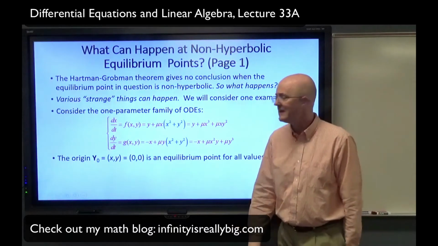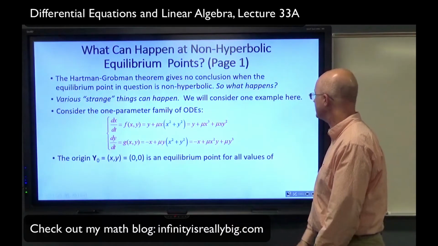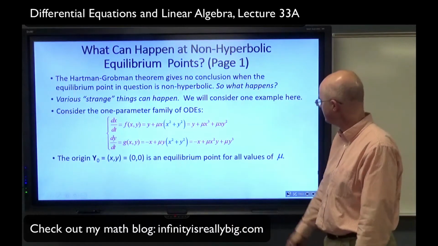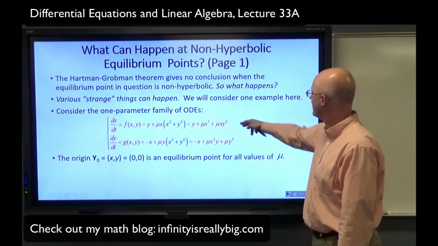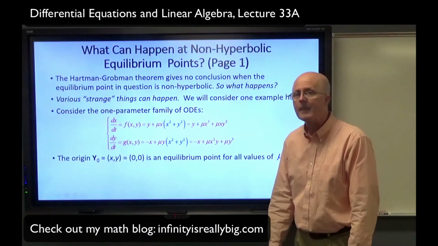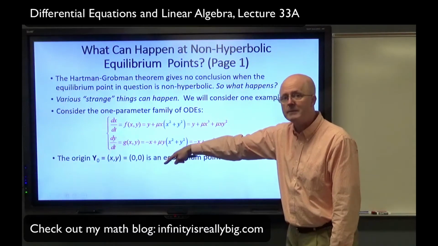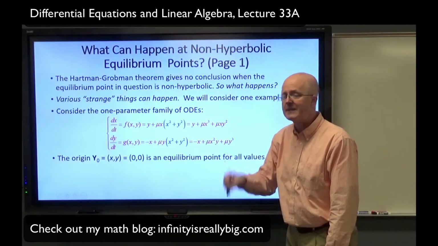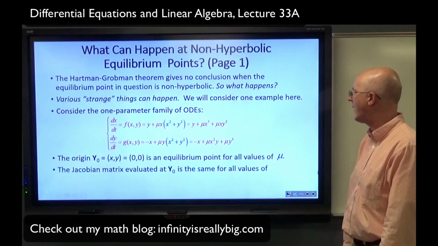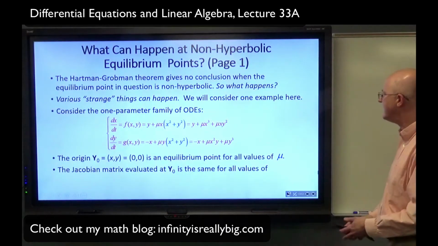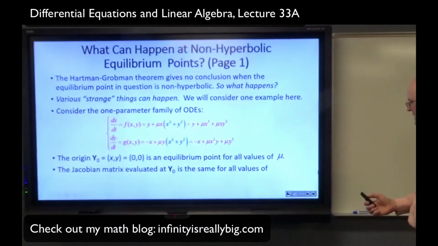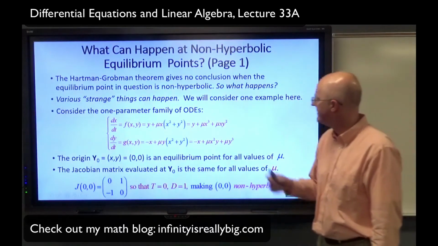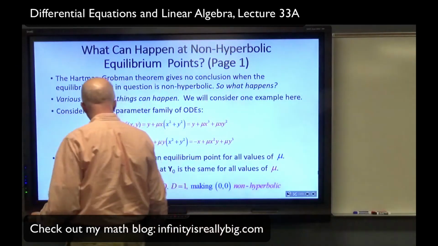The origin is an equilibrium point of the system for all values of mu, right? Plug in x equals 0, y equals 0. No matter what mu is, the right-hand sides are going to equal 0 there. dx/dt and dy/dt will be 0 at that point. The origin is going to be an equilibrium point. However, the Jacobian matrix evaluated at the origin is the same for all values of mu, and it equals this. It doesn't depend on mu.